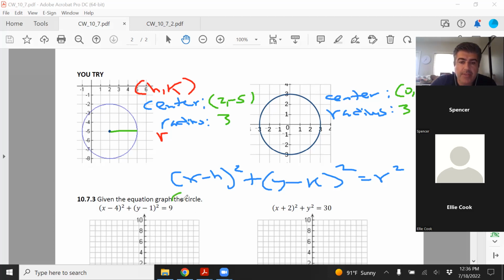So you've got x minus 2 squared plus y plus 5 squared equals 9. That's for this one. And this one here, because you have 0, 0 for the center, you can just say x squared plus y squared is 9.